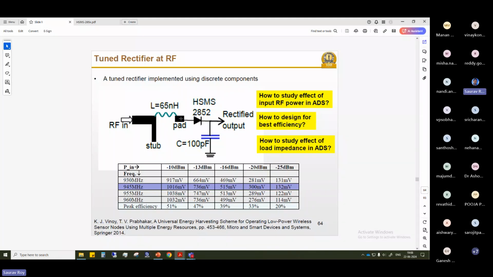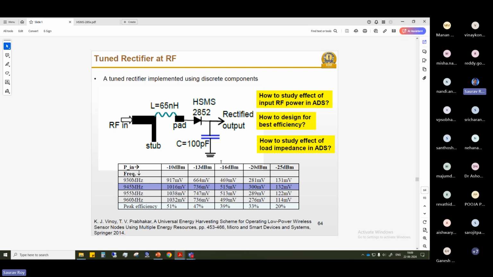But you see the problem is, the moment you have a lumped component, you need a pad also for soldering. Those are important. And then this HSMS 285, we see the same diode series we have seen in the datasheet, and there is a capacitor across it.